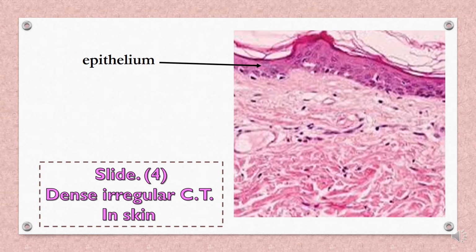Dense irregular connective tissue it is found in skin. This section for skin, which is composed from epithelium in the surface, and under the epithelium, this is dense irregular connective tissue, which is composed from collagen bundles. These are collagen bundles, which found in different direction. قسم منها مستعرضة، قسم منها oblique، قسم منها longitudinal باتجاهات مختلفة.